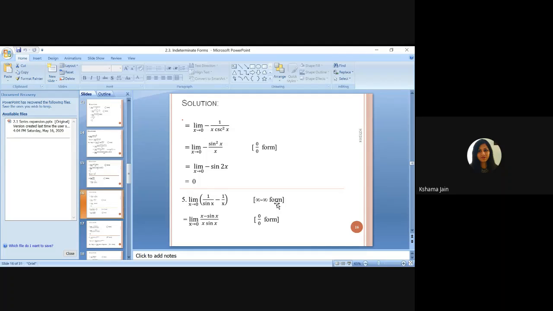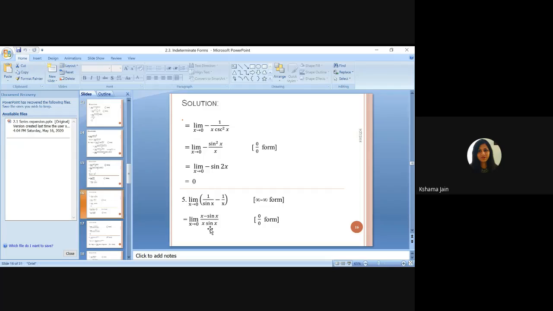In that case, we don't directly apply L'Hospital's rule. If you see here, two terms are there: the first term is 1 by sin x and the second term is 1 by x. First, we are supposed to convert it into one function. How can we make it? By subtracting or adding, taking the LCM. So here, taking the LCM is x sin x, and x minus sin x in the numerator.